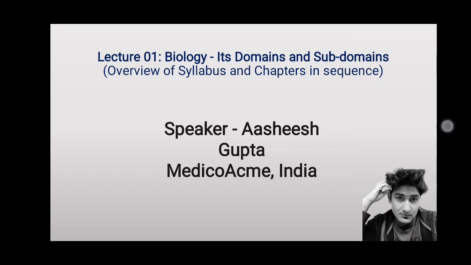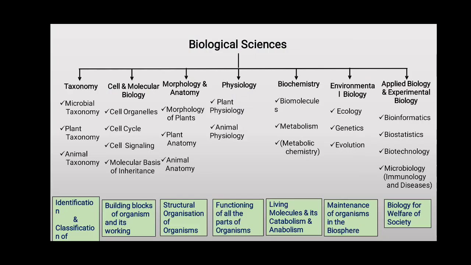So first, we will classify biological sciences into seven categories. The first thing is taxonomy. In taxonomy we deal with microbial taxonomy, plant taxonomy and animal taxonomy. Microbial means unicellular organisms and their taxonomy. Plants means lower and higher plants, and animals means vertebrates, invertebrates and all animals under the category.